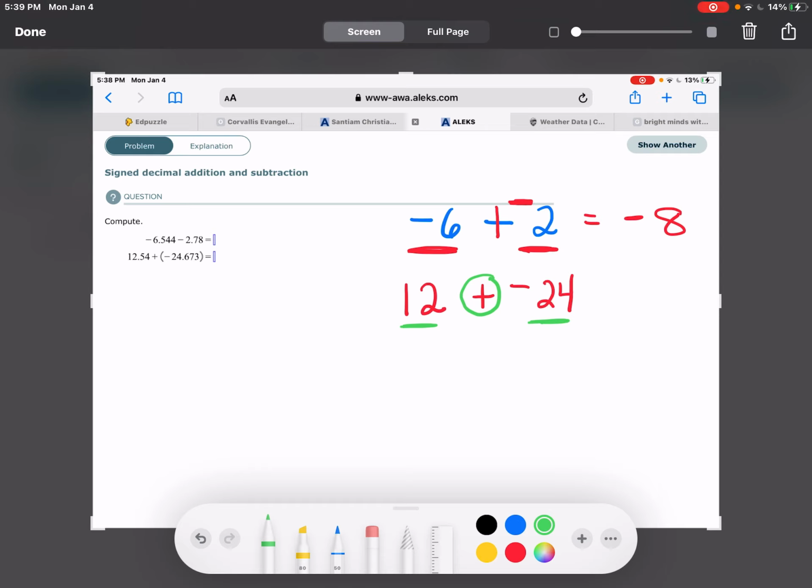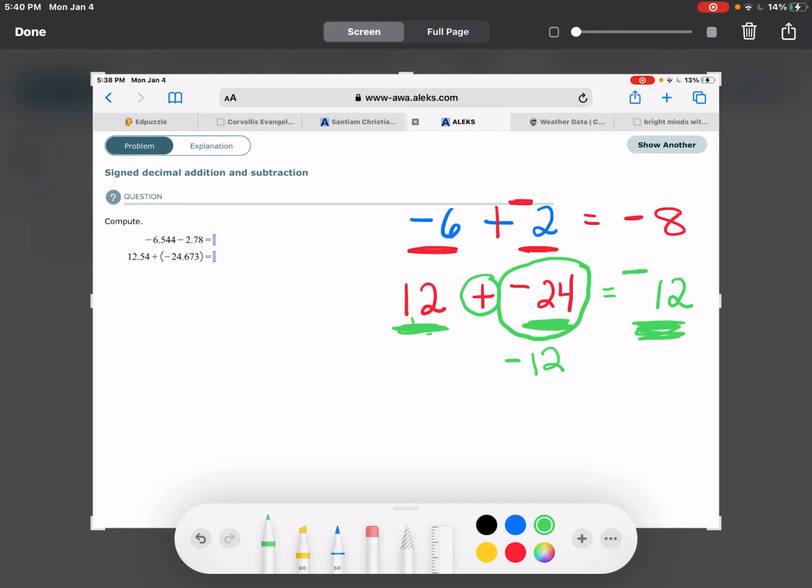So in effect, I'm going to subtract. So I'm going to do 24 minus 12, which is 12. I have 12 leftovers. But then you have to decide which sign. This sign is going to win because the 24 was bigger, and so it's going to be negative. So think about it this way. 24 bad guys fight 12 good guys. 12 good guys kill off 12 of the bad guys, but there were still 12 bad guys left over.